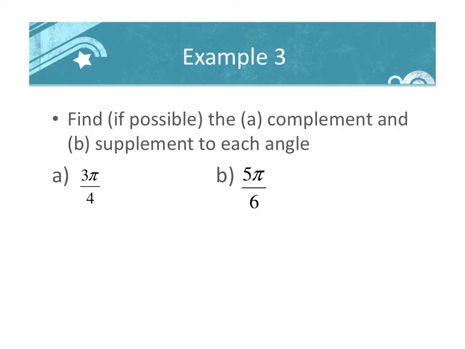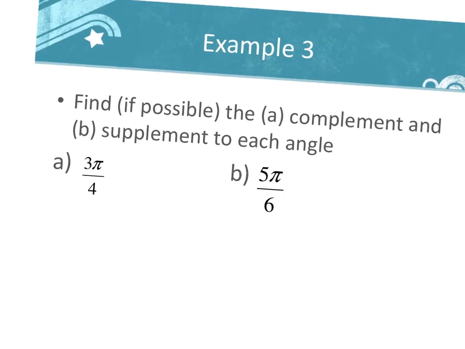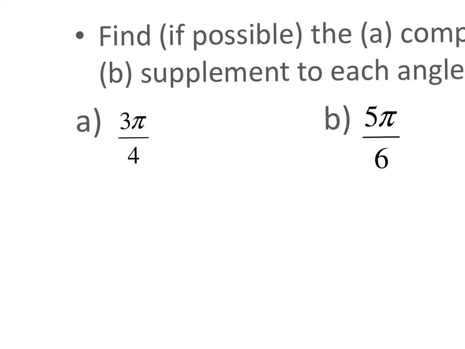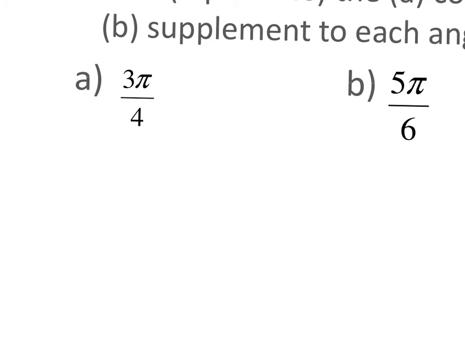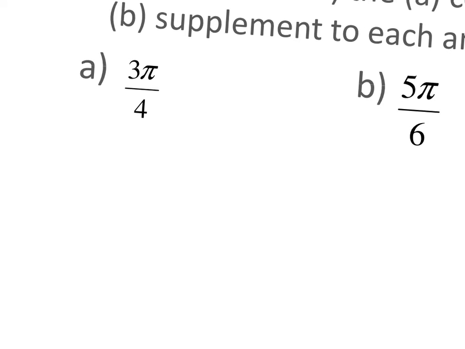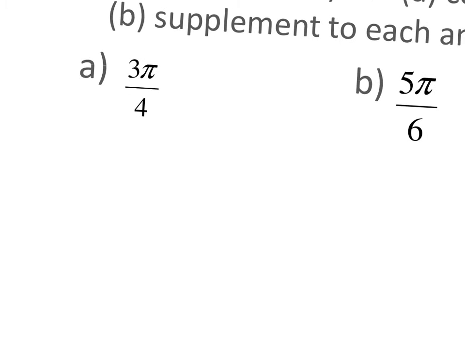All right, it just says find, if possible, the A complement and B supplement to each angle. Go ahead, do these, and then we'll go over them. All right, so A is 3 pi over 4. First thing you can catch is that 3 over 4 is going to be bigger than a half, which would be bigger than pi over 2, which means no complement.